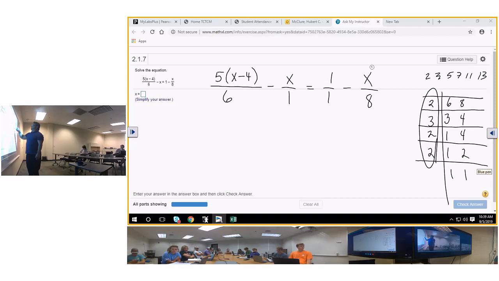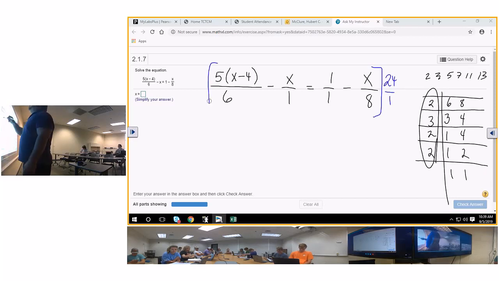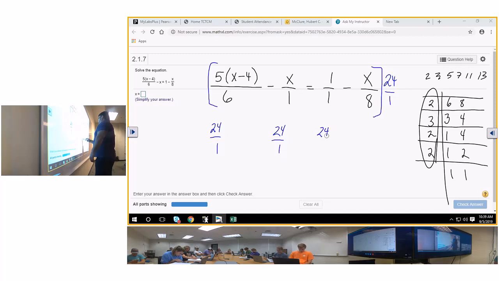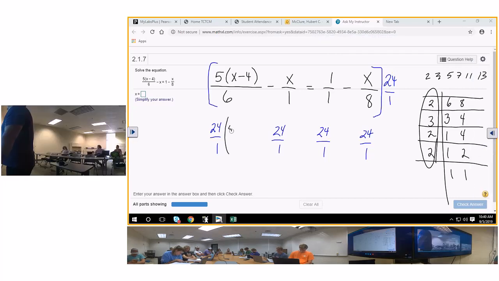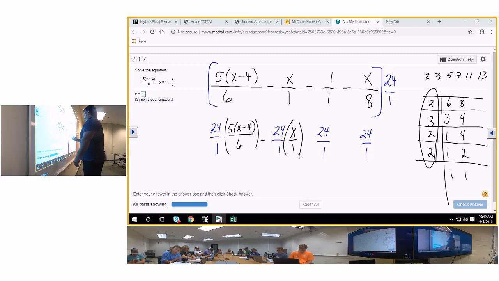So I'm going to multiply through by 24 over 1. That'll give me a 24 over 1, 24 over 1, 24 over 1, 24 over 1. This is a baby step I put in. So 5 times x minus 4 over 6, x over 1, 1 over 1, and we'll bring minus x over 8.